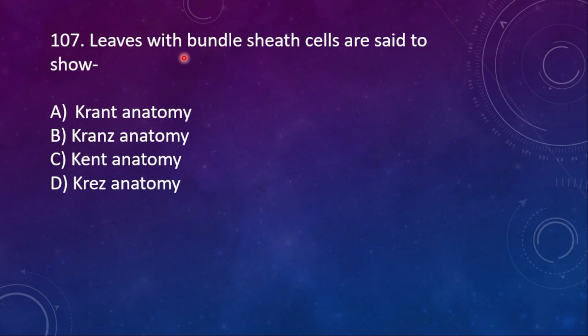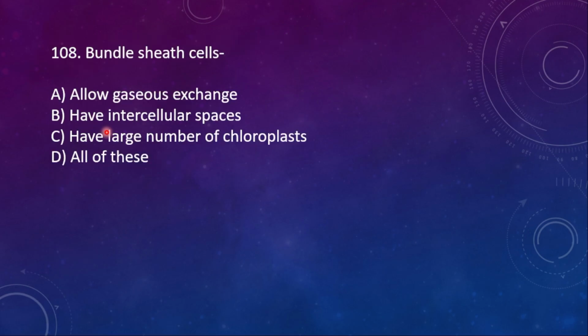107. Leaves with bundle sheath are said to show A. Crant anatomy, B. Kranz anatomy, C. Kent anatomy, D. Kren's anatomy. Here the right option is option B, Kranz anatomy.